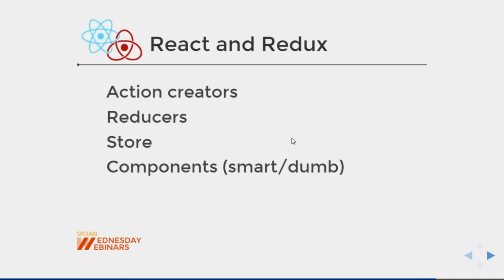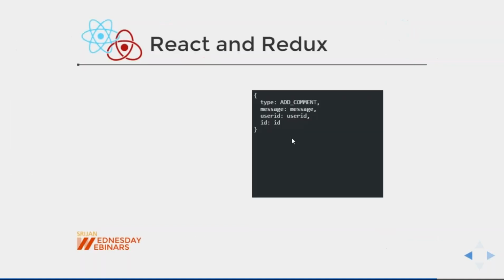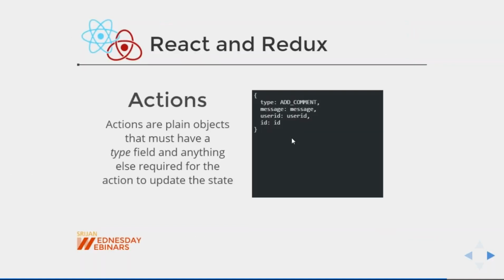So from the components only, we will be firing some actions and we will be updating the state. So let's do an initial introduction of what these components are. An action is just a JSON object which is always going to have this type, and you can add any other information like message, user ID, whatever you want to pass to the Redux layer. But type needs to be there. So this is your action type, which you will be sending to the reducer.